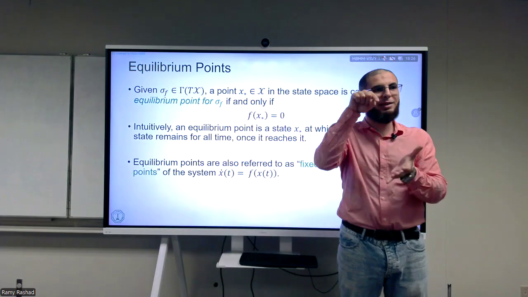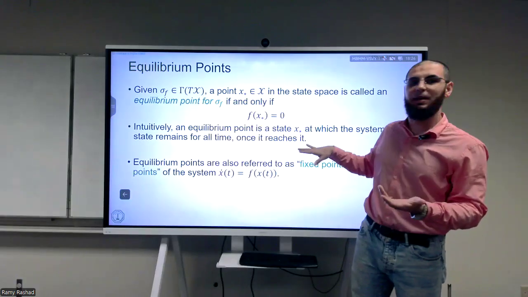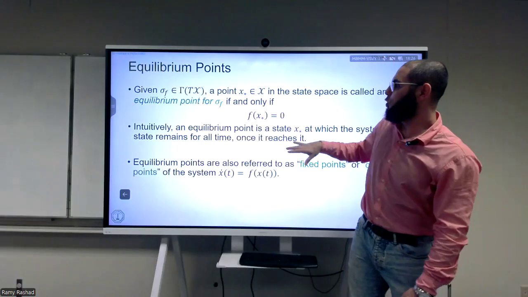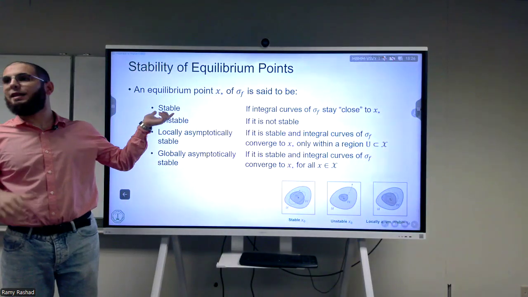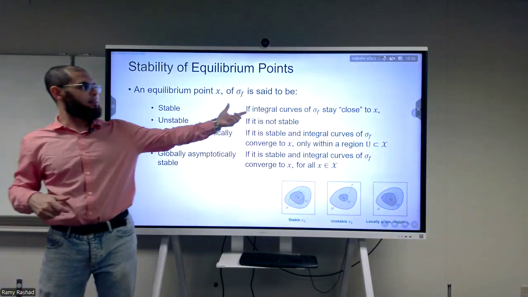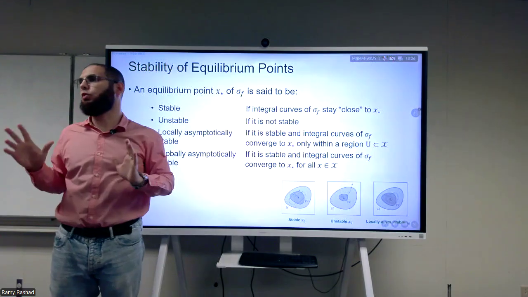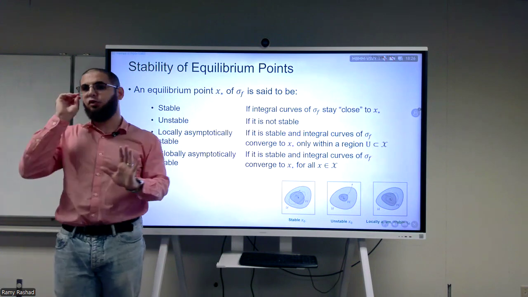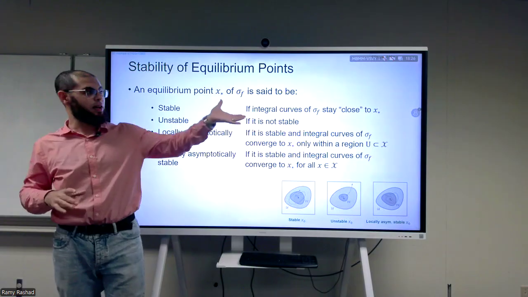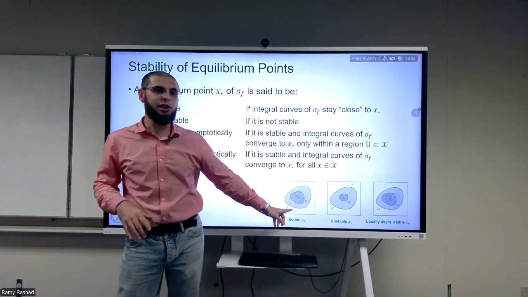So actually, in other words, I'm talking about the equilibrium point itself being either stable or unstable. So what do we mean by this stability? This notion of stability is the following. An equilibrium point is said to be stable if the integral curves of the dynamics stay close to it. And close, I put it between quotation marks because it's very hard to define properly. Actually, to define it properly, we need to talk about topology, and we never talked about it. But this is the intuitive picture.